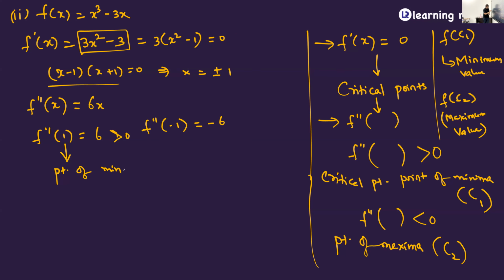Is this point getting registered in your mind? Next time this mistake will not happen. Okay. What about this thing? So f double dash of minus 1 is minus 6, which is less than 0. So minus 1 is the point of maximum, right? So you answered only the first part of the question. You found only the points of local minimum and local maximum. What is the point? 1 and minus 1. Now, what is the second point?